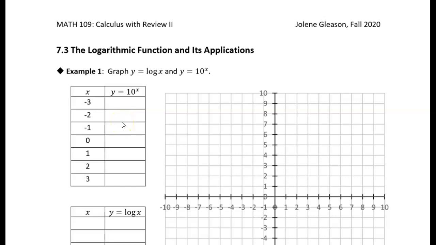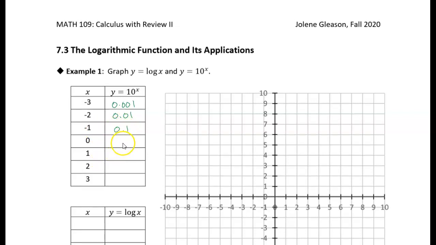Graphing 10 to the x, that's not too bad. I just chose some values here on either side of 0, so -3 through +3. And so if we take 10 to the -3rd, that's basically 1 over 1,000. So 1/1000th looks like 0.001. And then 10 to the -2, that's 1 over 100, which is 0.01. 10 to the -1, that's 1/10, 0.1.